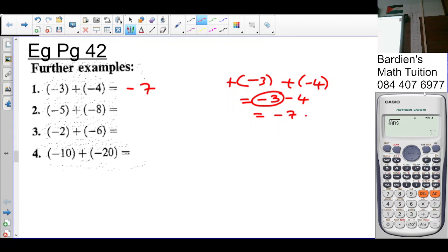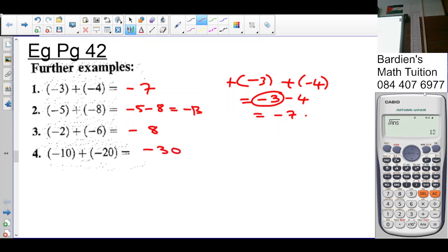The next one: what's negative 5 plus negative 8? Negative 13. You all agree with that? Negative 5 minus 8 is negative 13. The next one: negative 2 plus negative 6 is negative 8. And negative 10 plus negative 3 is negative 13.